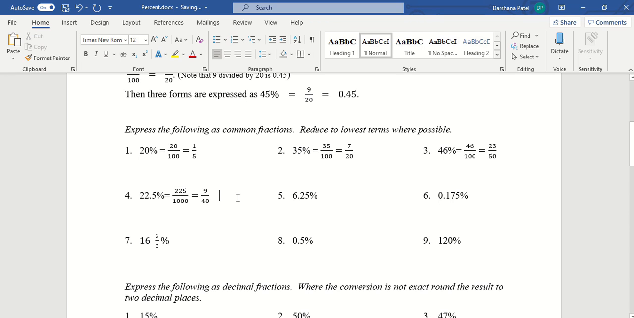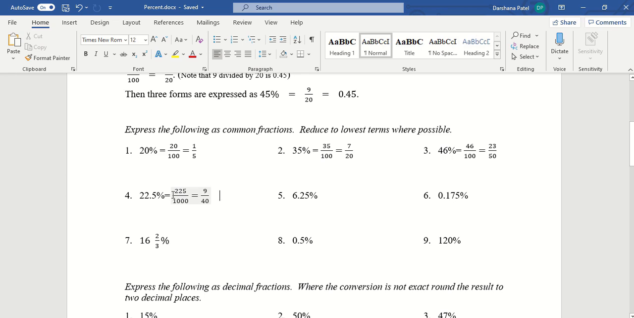But not all of us are good with reducing it. So if you are not sure how we go from 225 to 9, that is basically dividing by 25, you can use your calculator's fraction key. It should look like an ABC key or something over something key. So you press 225, that ABC key, over 1000, and it should give you 9 over 40.